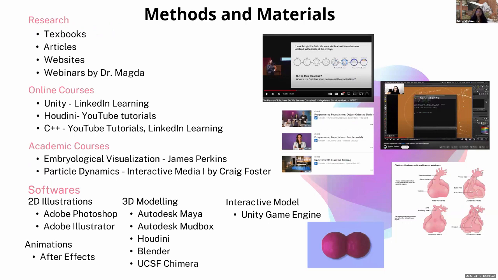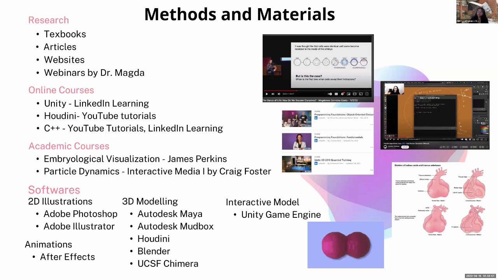I took academic courses which helped me during the thesis, which were embryological visualization with James Perkins, and particle dynamics concept in Interactive Media 1 by Craig Foster.